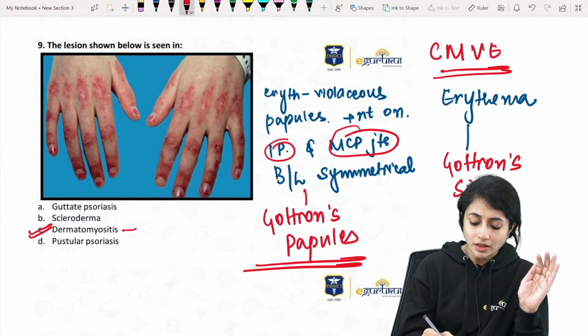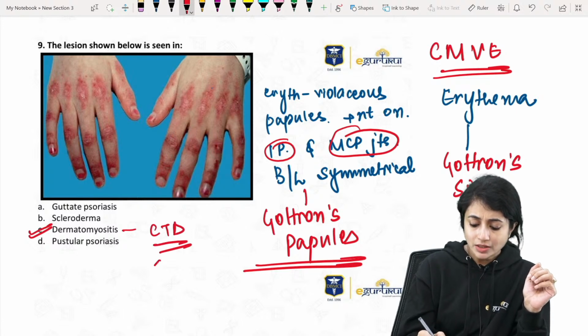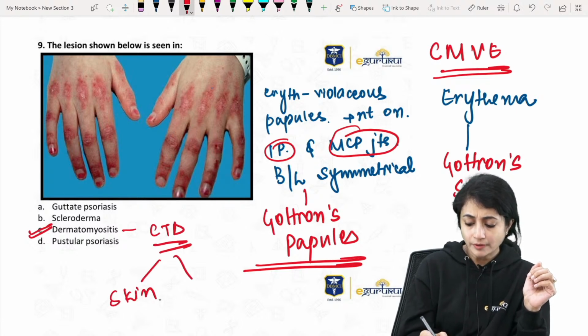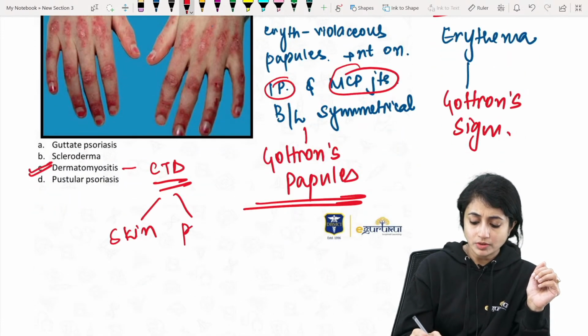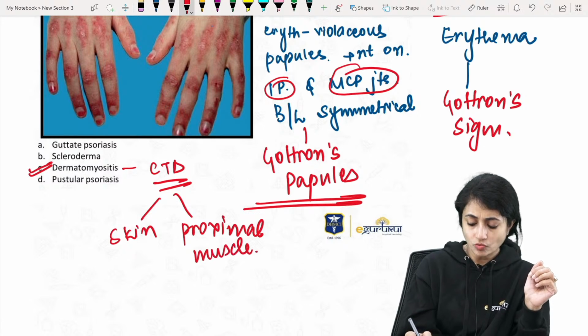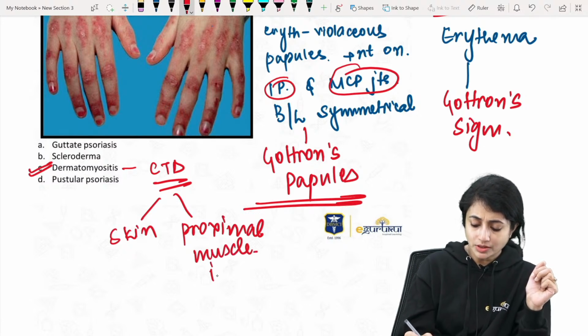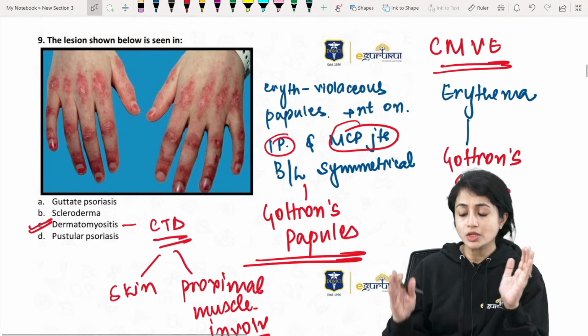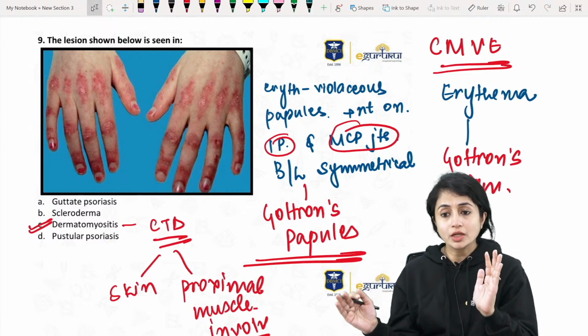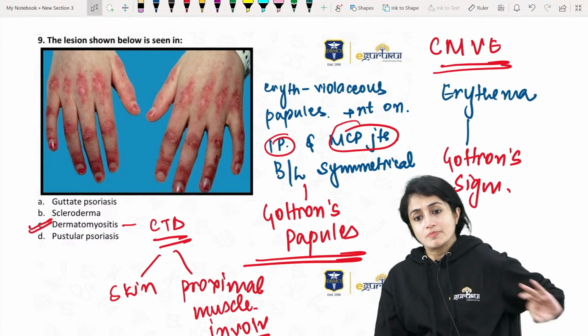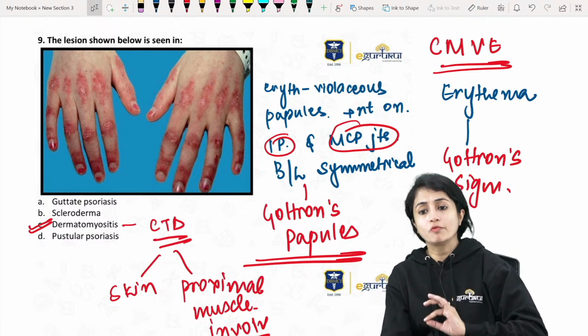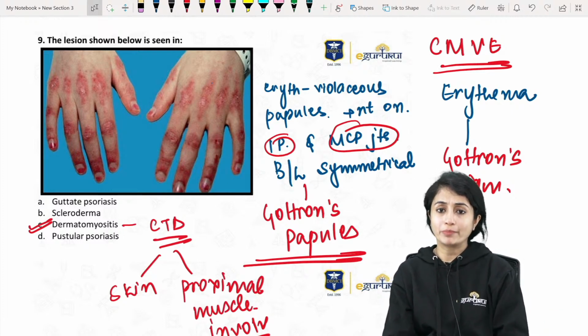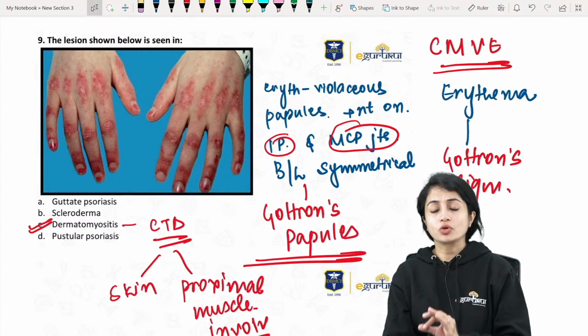I hope you know what dermatomyositis is. It is a connective tissue disorder where I see skin involvement and proximal muscle weakness. And in skin, what are the pathognomonic lesions? You see confluent macular violaceous erythema or Gottron's sign on IP and MCP joints, and they can be present in the form of papules, where they are called Gottron's papules. This is a classical pathognomonic lesion that you see in dermatomyositis.